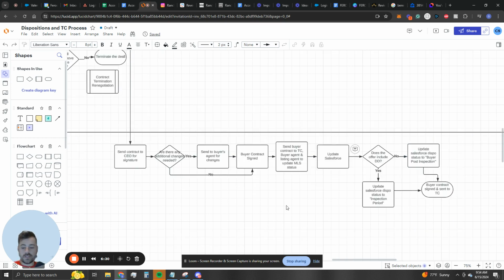Now, from that stage forward, it's up to you and the TC to communicate on certain things that need to be done, whether that's with appraisals, inspections, and whatever of the sorts, right?